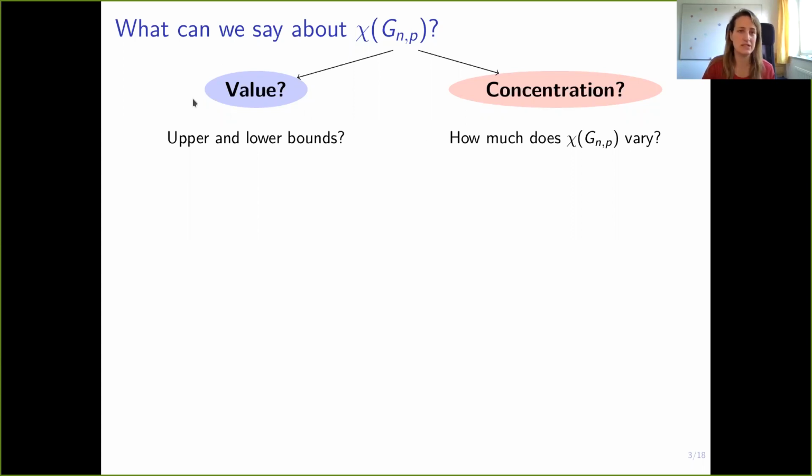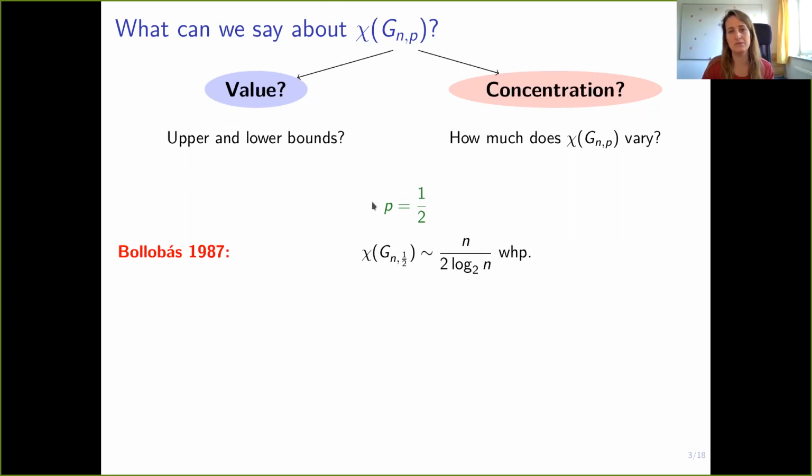Let me first say a little bit about this first question, about the value. I say G(n,p), but for most of this talk, p is going to be 1/2. So we're looking at the dense random graph G(n,1/2). This is also the random graph that most of the early results on the chromatic number of G(n,p) were about. Grimmett and McDiarmid started studying this question in the 70s, and they worked out the order of magnitude of the chromatic number of G(n,1/2), and it's n over log n.